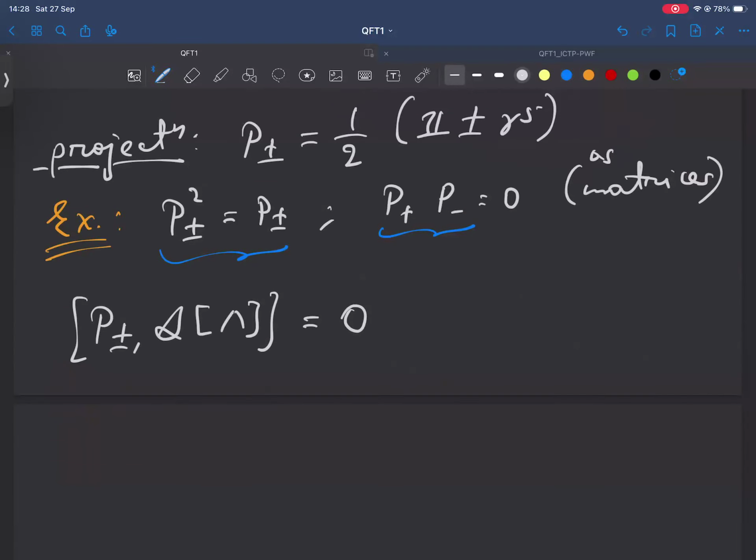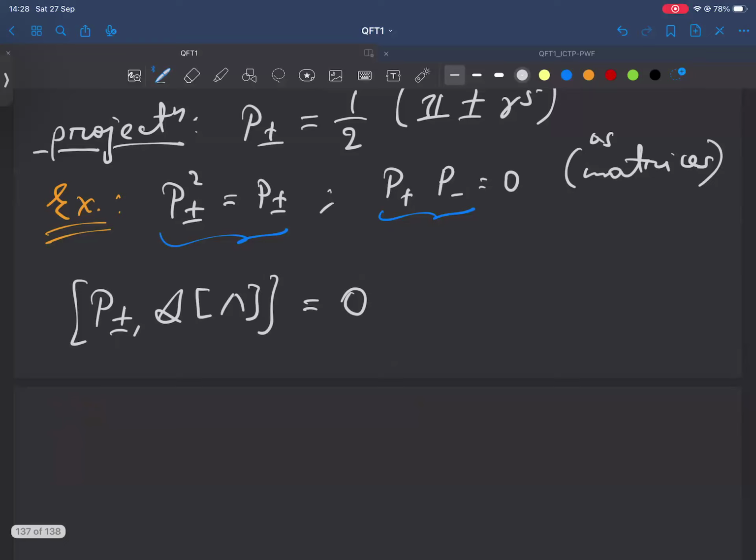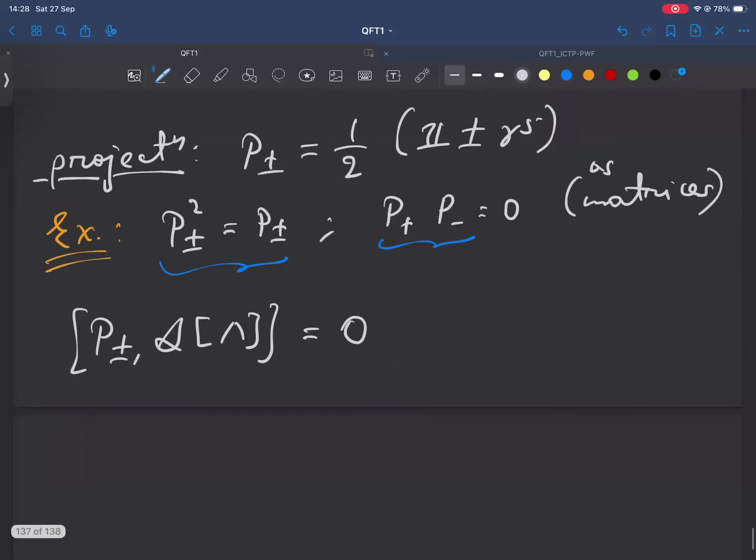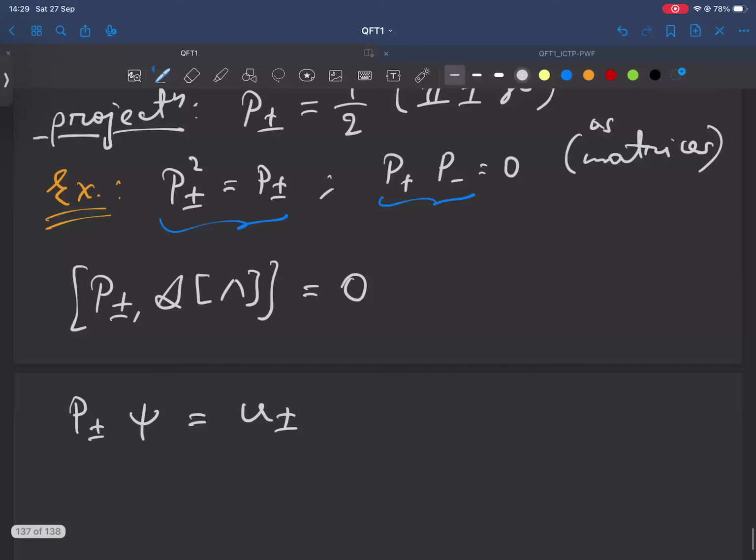Okay. And if you look at the Dirac field, then if you act P plus minus on psi, you get U plus minus. What this projection operator does is take the full Dirac field, which was U plus and U minus. If you act with P plus, it projects it only to U plus. If you act with P minus, you get U minus.